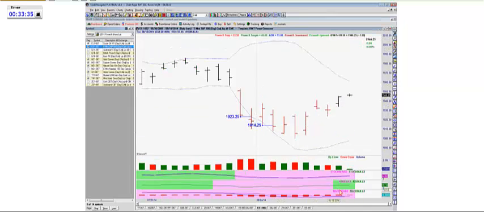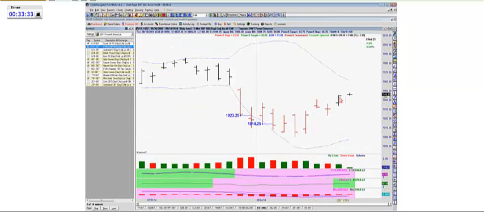E-mini S&P, yesterday RSI popped above the 50 level and we see that we have a black bar, so no trend day. So ES is not going to be a setup to consider today.